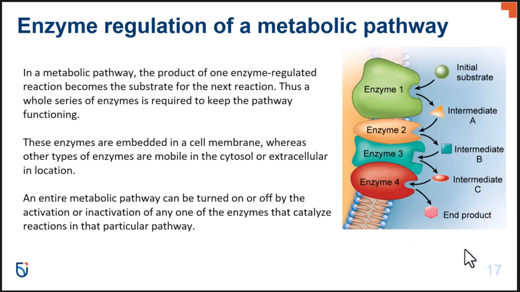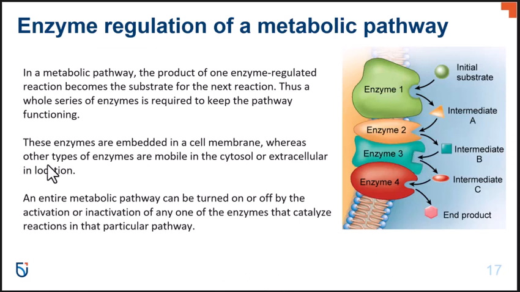So in this case, we can say that the product of one enzyme ends up really being the substrate for the next enzyme. So when we produce intermediate B as a product, it becomes the substrate then for this enzyme to act on, which will form intermediate C. And so in this case, we need all 4 enzymes to be working to form this end product. And if one is not working, then we will not be able to form the end product.